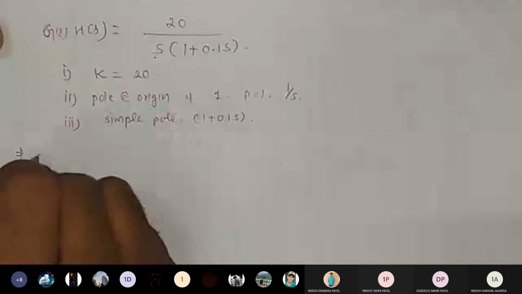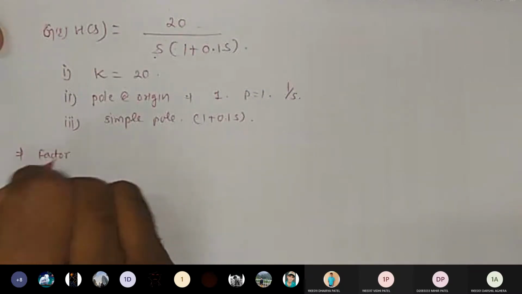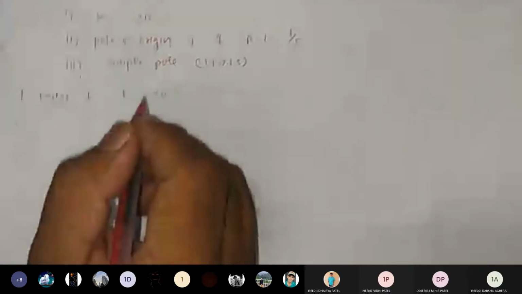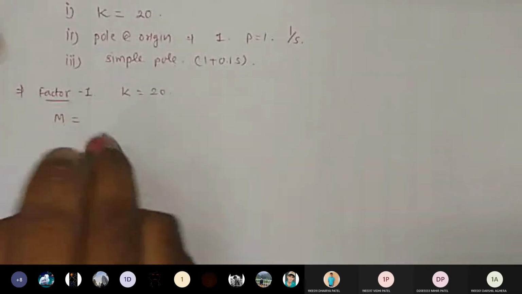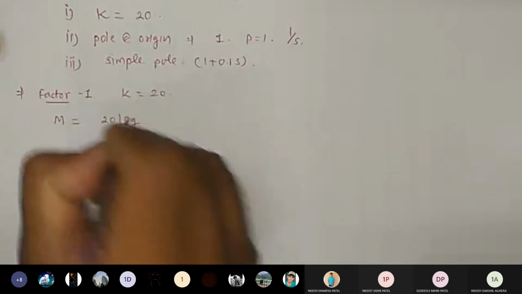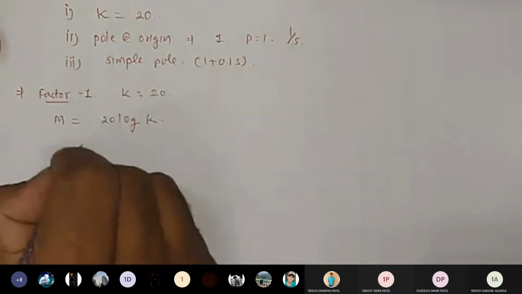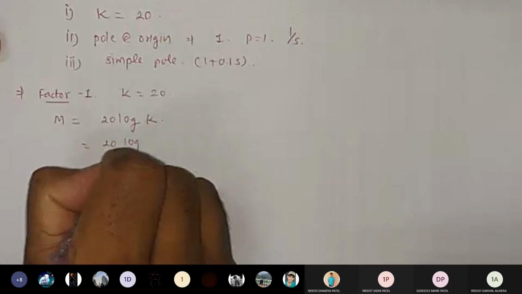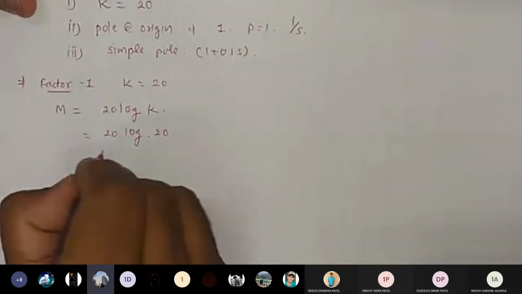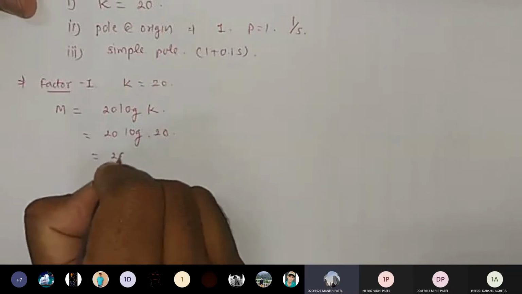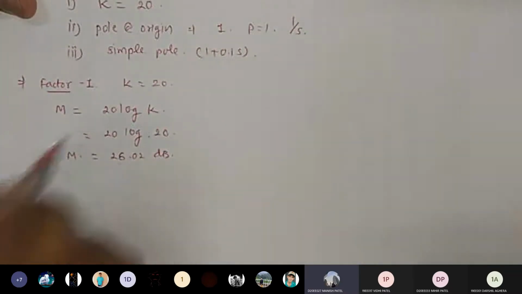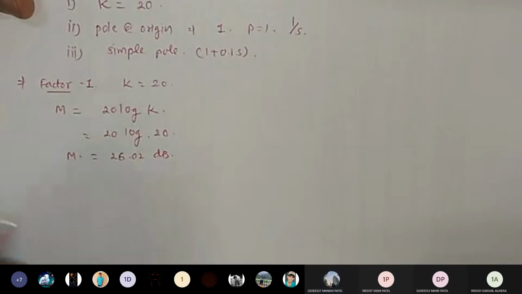I will go one by one. Factor number 1, K is equal to 20. What will be the magnitude equation for this factor? M is equal to 20 log K. What is K? 20. What is the answer? 26.02. Done. This is factor number 1.